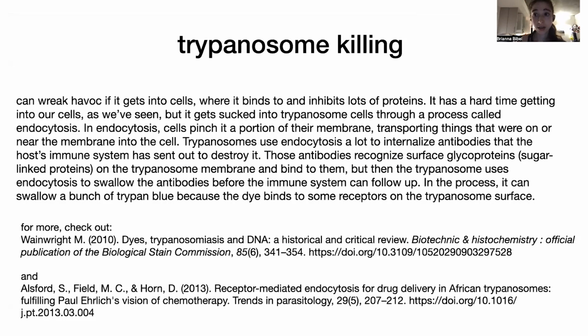of your cells. So, final fun note, the trypanosome. The name of the trypan dye comes from the fact that it can kill trypanosomes, which are these protozoan parasites. As we saw before, if this trypan dye gets into cells, those cells are going to get killed by this dye. This dye can bind to a bunch of proteins and inhibit them, causing various problems. So it has a hard time getting into our cells, as we've seen, but it gets sucked into trypanosome cells through this process called endocytosis.